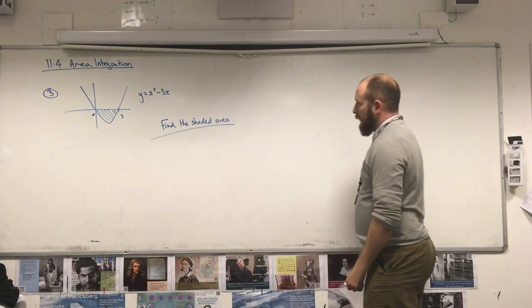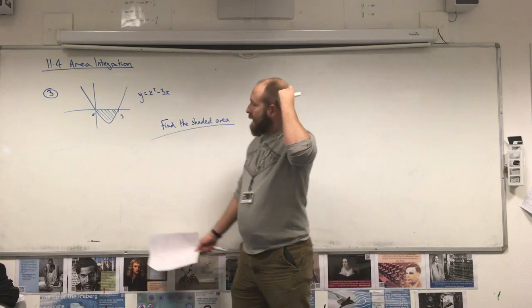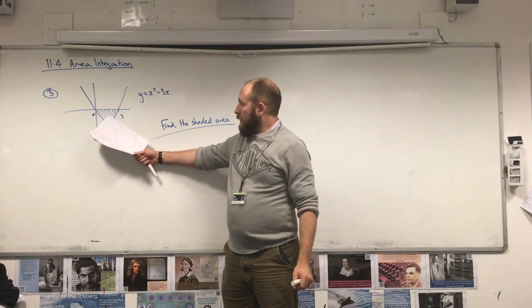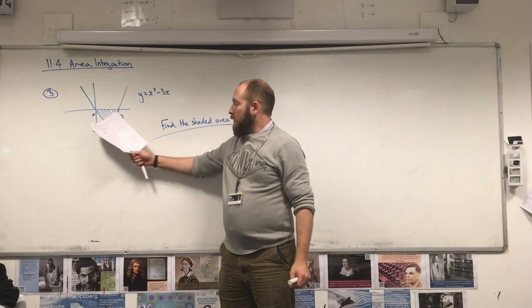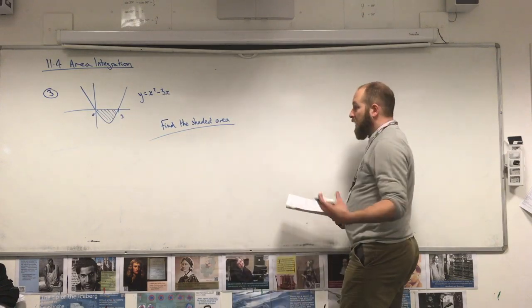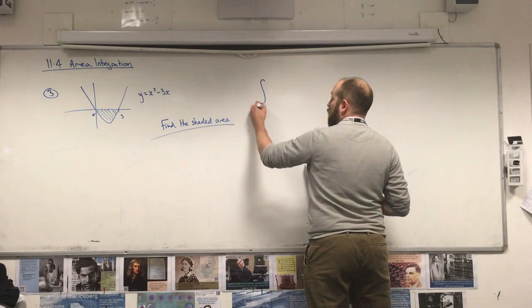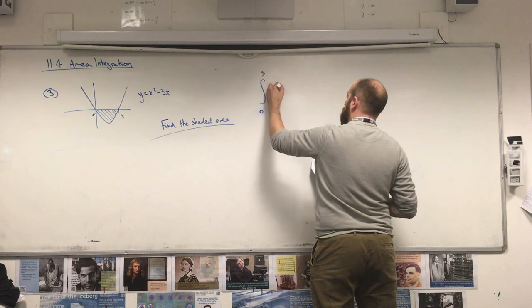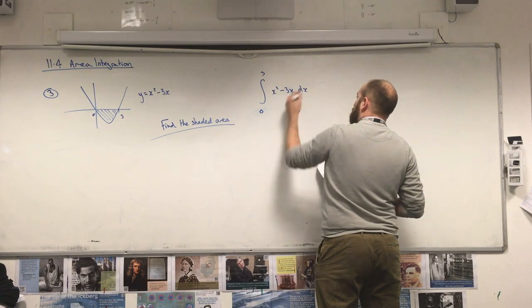So another one, 0 and 3, again it's the area between the curve, the axis and the limit. So although the curve's underneath this time, it's still the area between the curve and the axis and the two limits. So if you want to pause it and try it, go for it. So integral, 0, 3, x squared minus 3x dx.